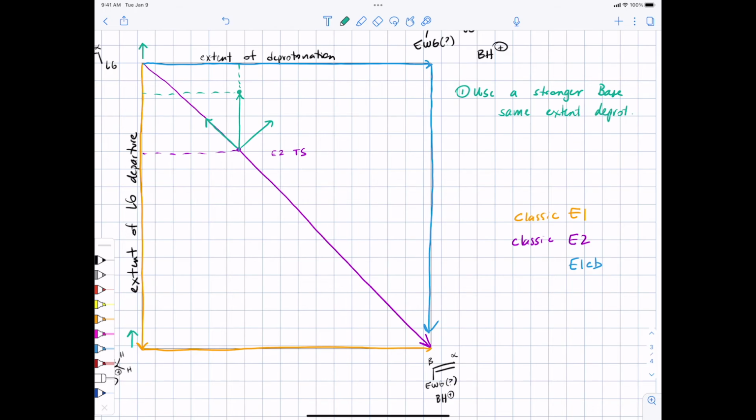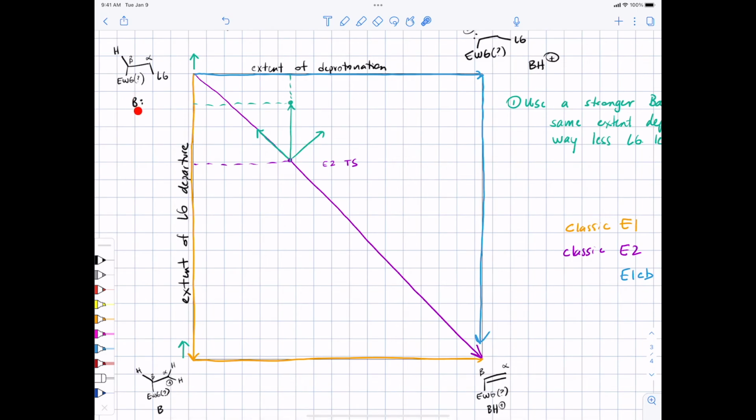But we have moved to way less leaving group leaving. And in this way, we've sort of moved ourselves towards a transition state that looks E1CB-like, right? The base doesn't have to wait for the leaving group to leave in order to remove the proton, okay?